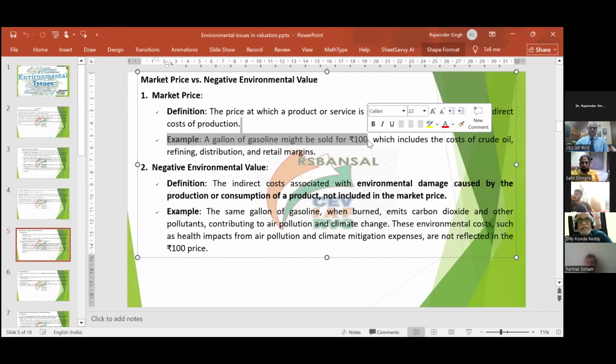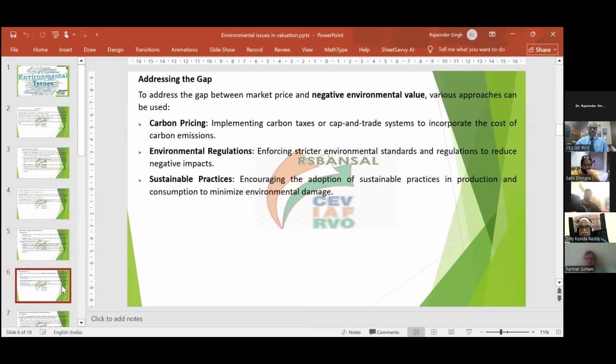This is negative environmental value. I think this is clear to you. So what is negative environmental value? Then, to address the gap between market price and negative environmental value, various approaches can be used.